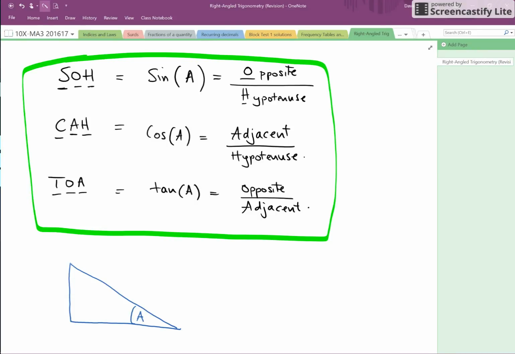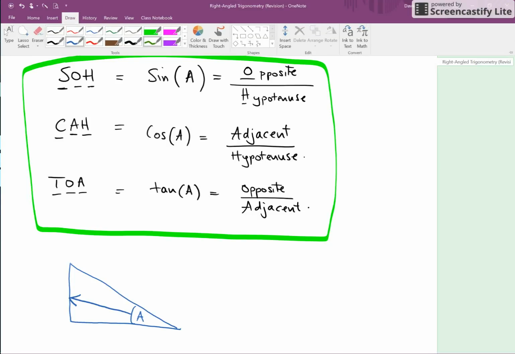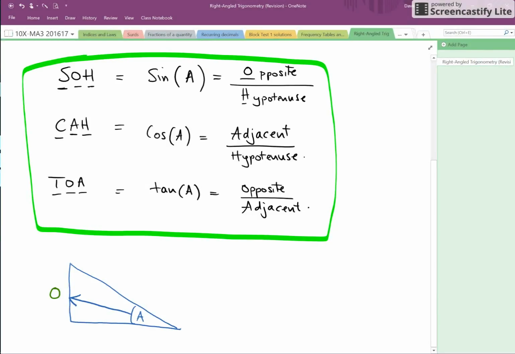And the reason is that for example, opposite has no meaning unless you say opposite what? Well, it's opposite the angle that you're interested in. So this side is the one that's opposite the angle. Okay, so let's just put that in there, in a different color here. This is the opposite.